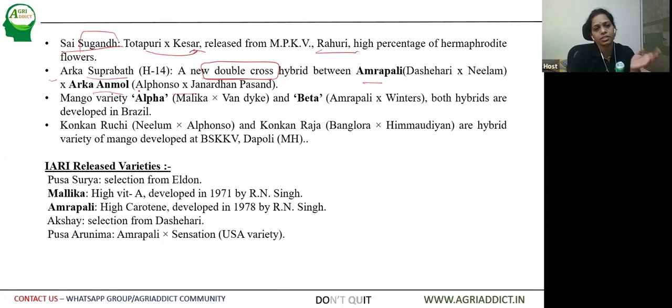This is hybridization work from hybrids, so that is called double cross hybrids. So they are crossed hybrids, and then they got this Arka Suprabhat. So that is the term you have to remember, Suprabhat.